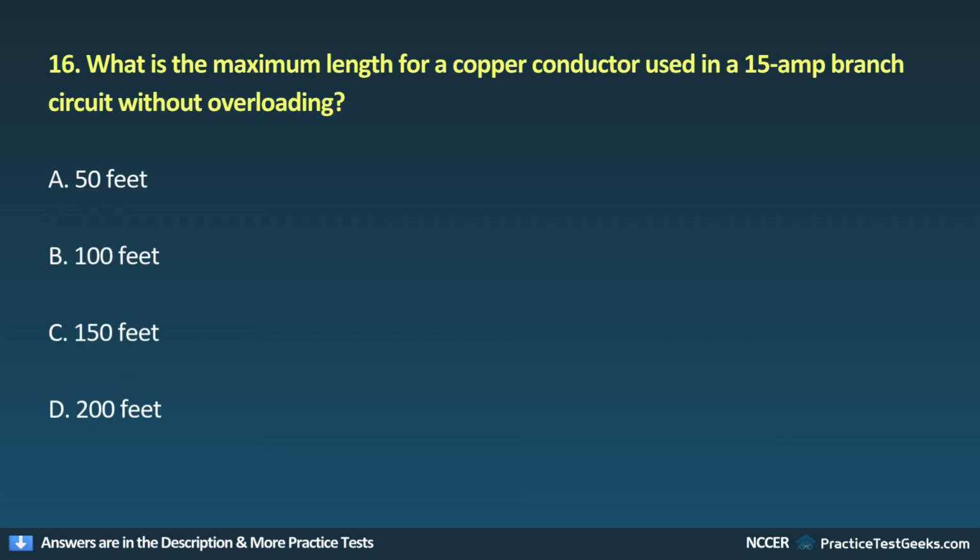16. What is the maximum length for a copper conductor used in a 15 amp branch circuit without overloading? A. 50 feet. B. 100 feet. C. 150 feet. D. 200 feet.